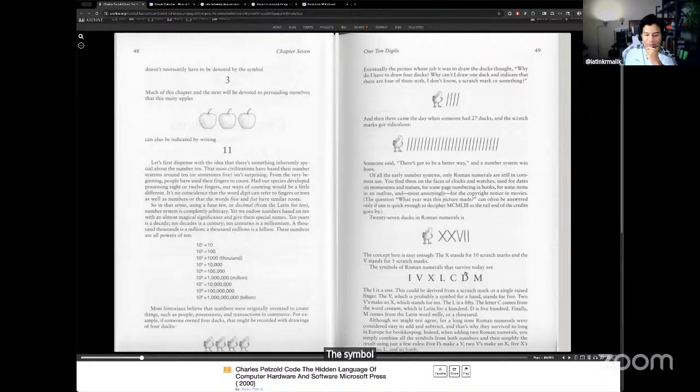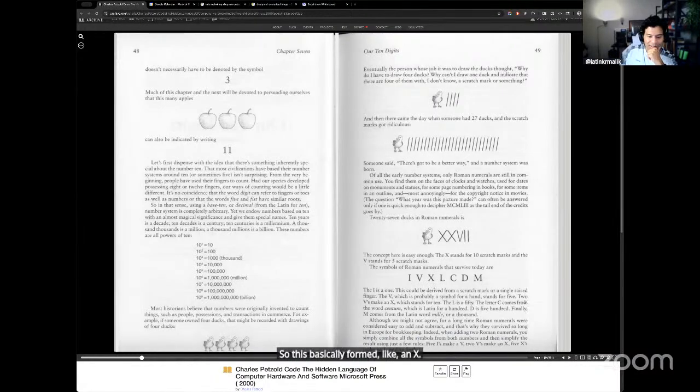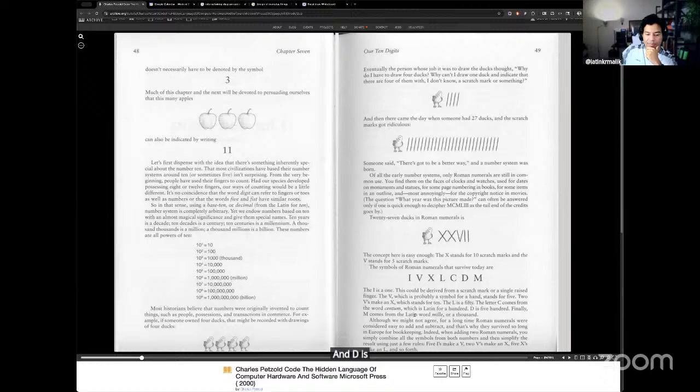The Roman numeral symbols that have survived today are I, V, X, L, C, D, M. The I is 1. This could be derived from a scratch mark or a single raised finger. The V is probably a symbol for a hand and stands for 5. Two V's make an X, which stands for 10. You see V and V basically form an X. The L is 50. The letter C comes from the word centum, which is the Latin word for 100, D is 500, and finally M comes from the Latin word mille, or 1,000.